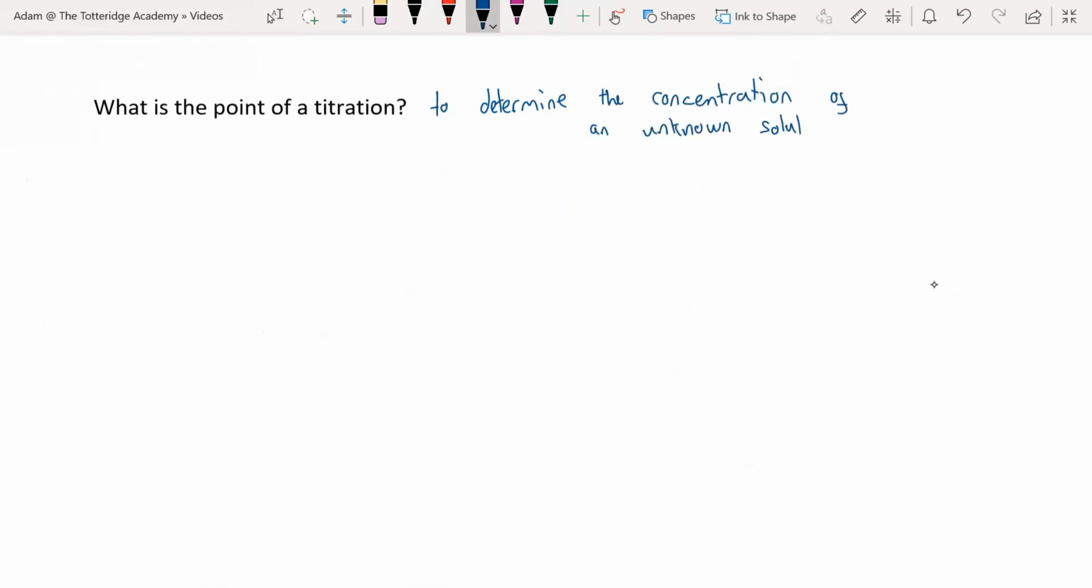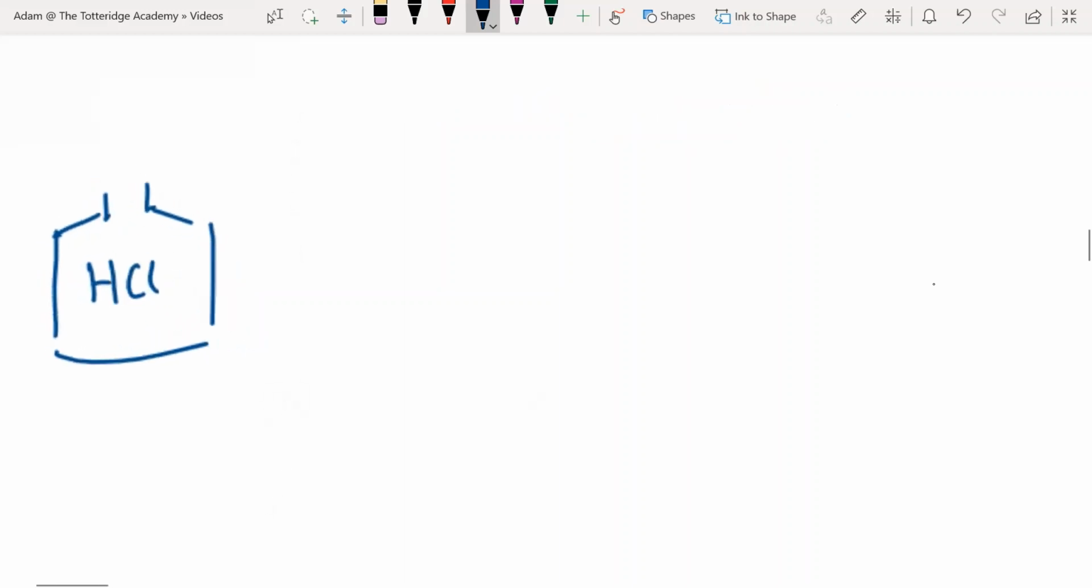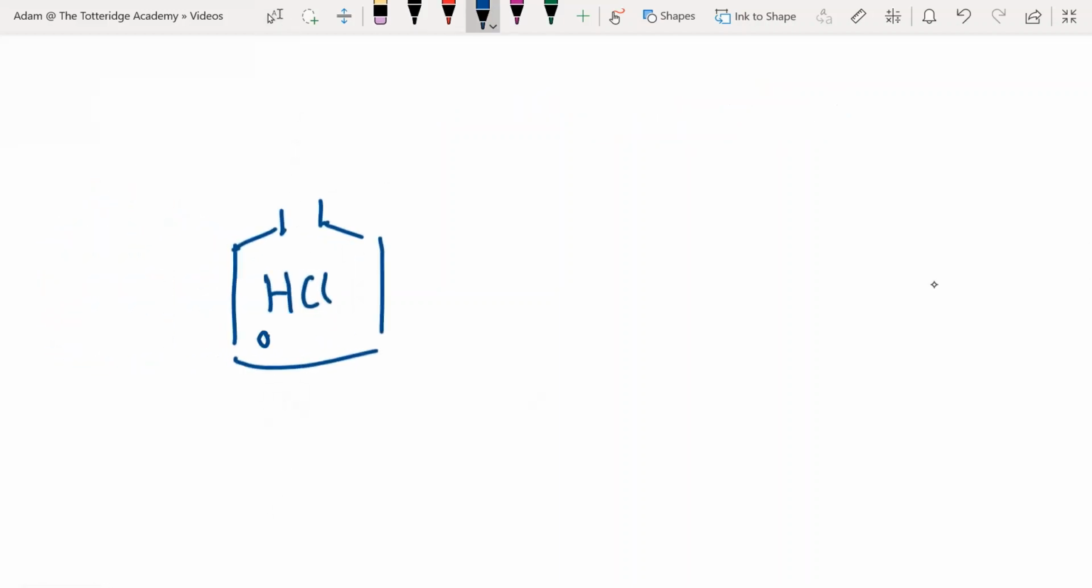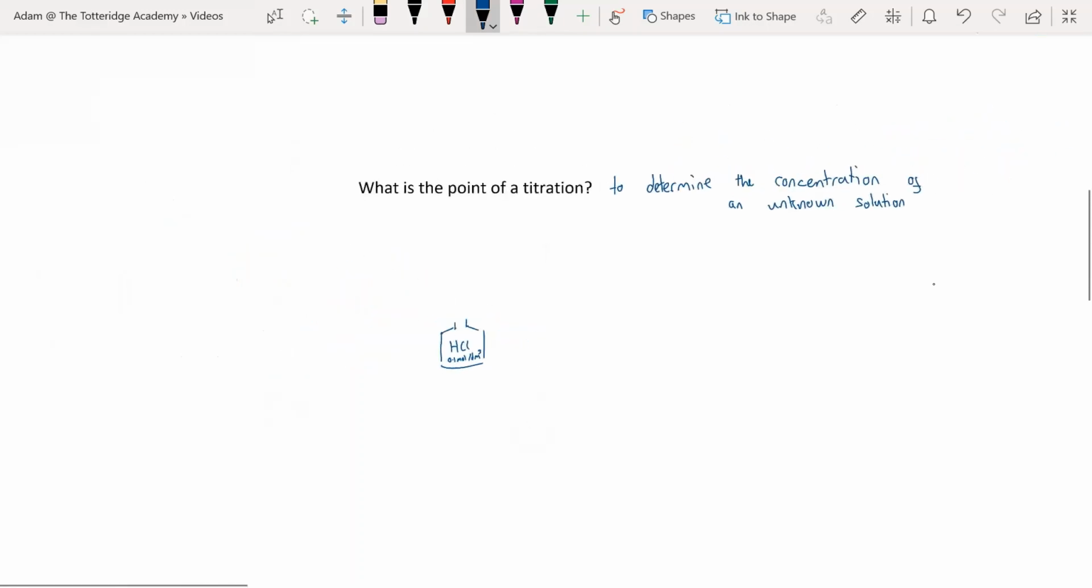Now, let's say I go to my technician, Mr. Morris, and I say, Mr. Morris, I would like some hydrochloric acid. Mr. Morris brings me a little bottle. It looks like this, and it says HCl on the front, and underneath that, it will say the concentration. So it might say 0.1 moles per dm cubed. And I'll be like, great, I can use that. Thank you so much, Mr. Morris.